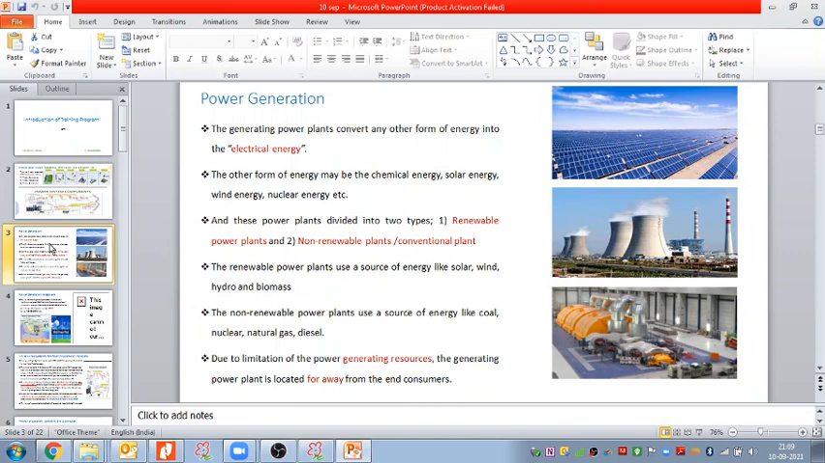So this generating power plant converts any other form of energy into electrical energy, and the other form of energy may be chemical energy, solar energy, wind energy, or nuclear energy. And these generating power plants are divided further into two types based on the fuel they take in to generate the electrical energy. It might be the renewable power plants, and it might be the non-renewable power plant or the conventional power plant.